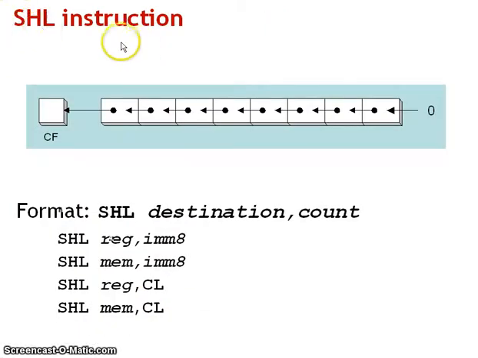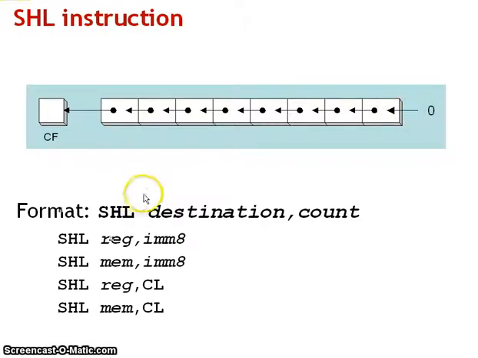First instruction is SHL instruction. Assume there is data in a particular register or memory. Let us suppose that there are 8 bits of data. Now if I use SHL instruction, the bits are shifted towards left and the leftmost bit goes to carry flag and the rightmost bit, that is LSB, is filled with 0.